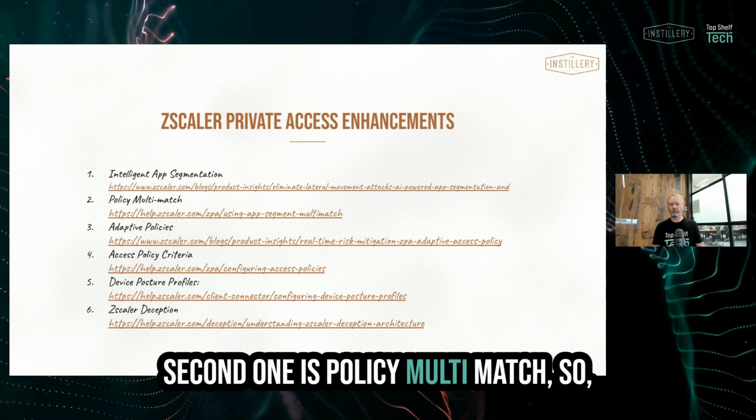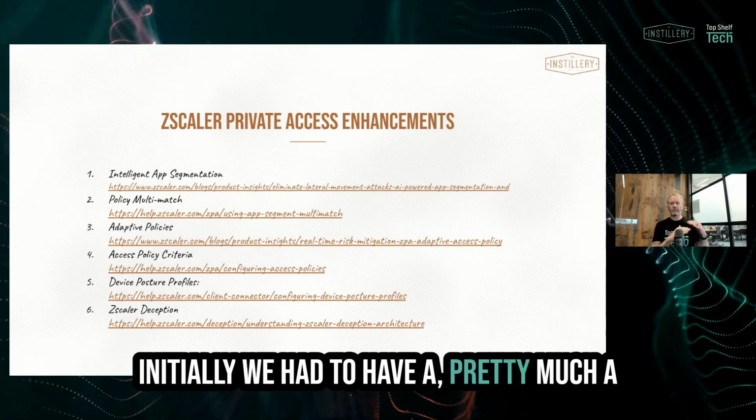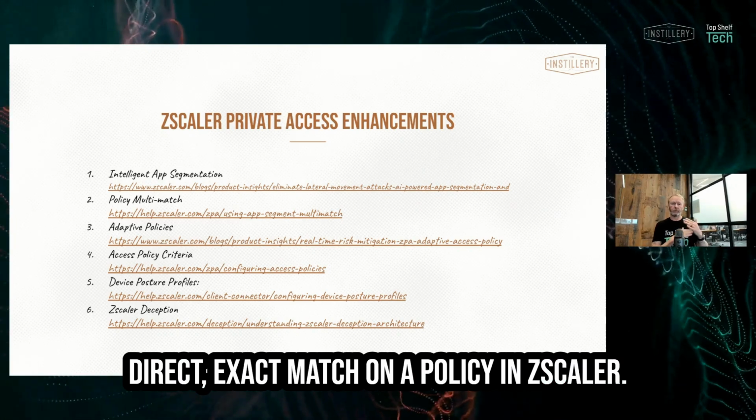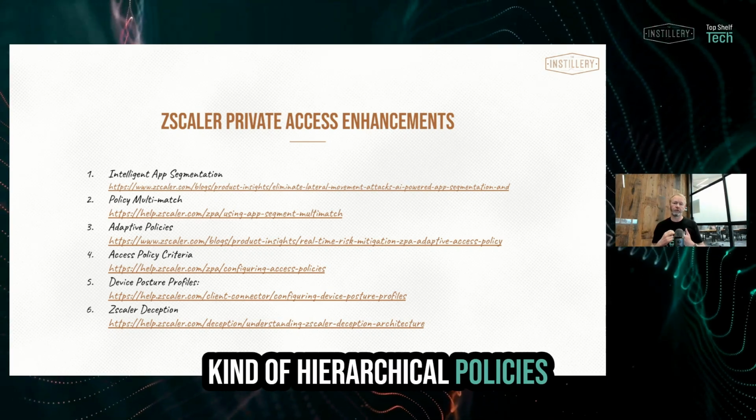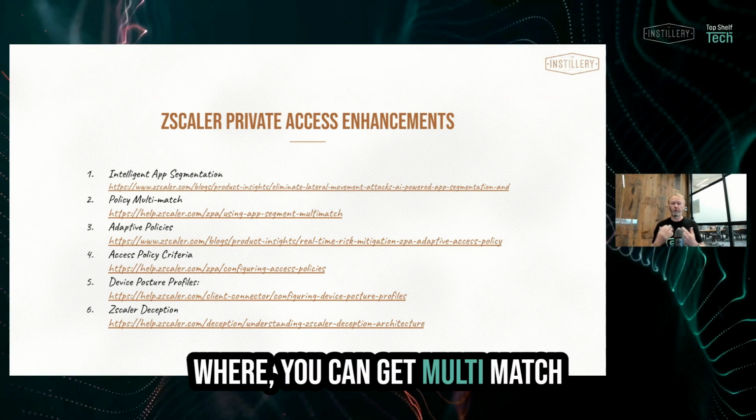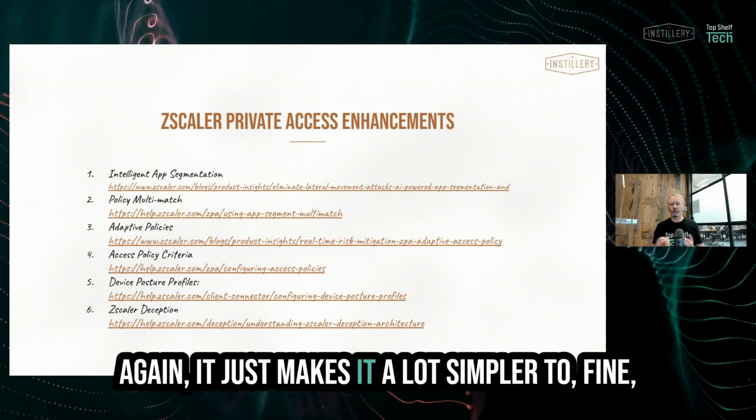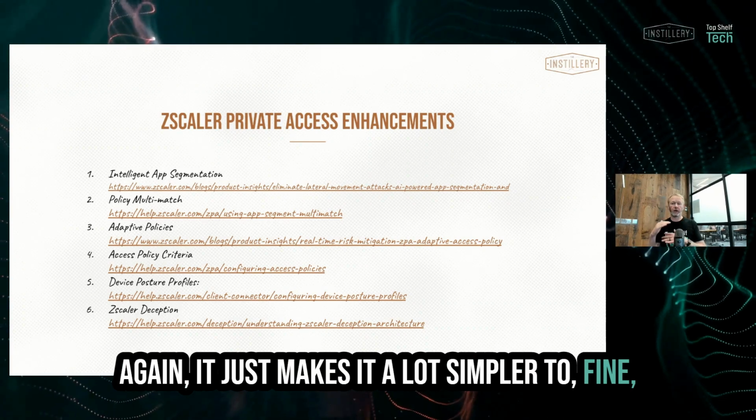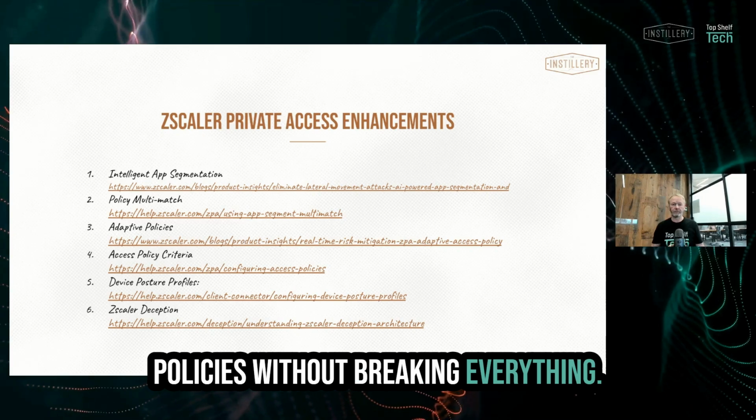Second one is policy multi-match. So initially we had to have pretty much a direct exact match on a policy in Zscaler. This allows you now to have those kind of hierarchical policies where you can get multi-match on a policy to give a user access. Again, it just makes it a lot simpler to fine-tune and end up with some granular access policies without breaking everything.